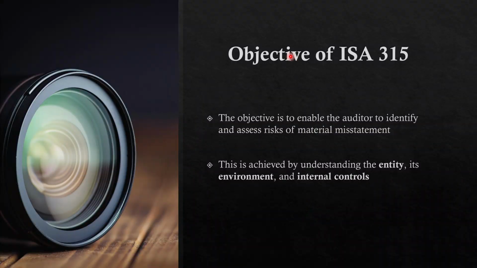Okay, so what is the objective? The main objective of ISA 315 is to enable the auditor to identify and assess risks of material misstatement. To achieve this, the auditor must understand three things: the entity itself, the environment in which it operates, and the internal controls used by the management. Without understanding these areas, it is impossible for the auditor to identify where financial statements might go wrong.